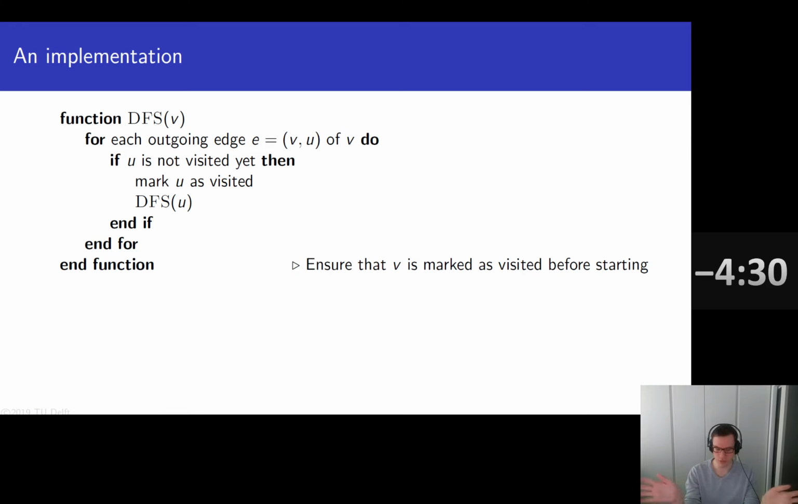Now, at some point, we will have explored U fully, and due to the recursion, we will get back to our node V, and we can now explore the rest of V, or the rest of the neighbors of V. And after we've executed this function, all of the nodes that we can reach from V will have been marked. So we can check, is Haarlem reachable? By simply checking, is Haarlem marked?